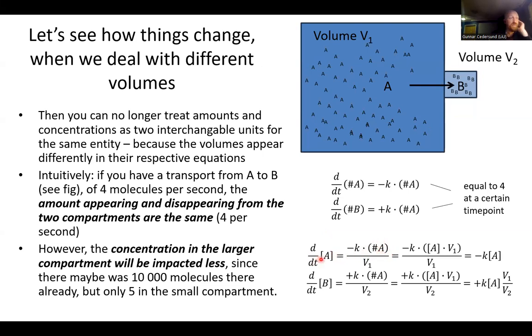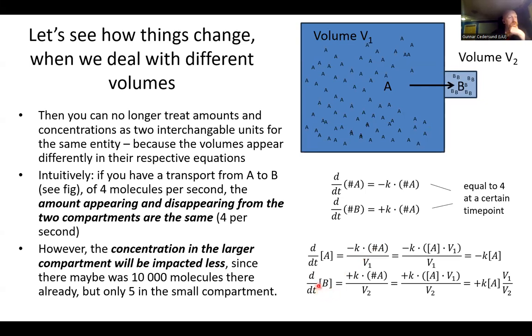And then if we want to have this fully described only in concentration, so then we want to get rid of this guy, we replace this guy with the concentration times the volume. And then we see here that the V1s cancel out, so it's simply the derivative of A equals minus K times A, in the same way as it was up here. So it looks like nothing changed. But for B, it will be different.